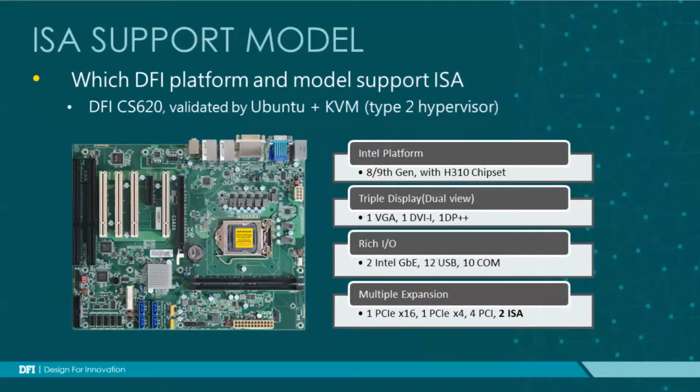ISA supported motherboard is also provided by DFI. We have a Covalent Platform motherboard, which supports 8th and 9th generation processors, supports 3 display outputs, rich I/O, and multi-expansion: 1 PCIe x16, 1 PCIe x4, 4 PCI, and 2 ISA slots. We support ISA by host OS Ubuntu and KVM. We will provide a software package and installation guide to help customers build up the ISA solution.